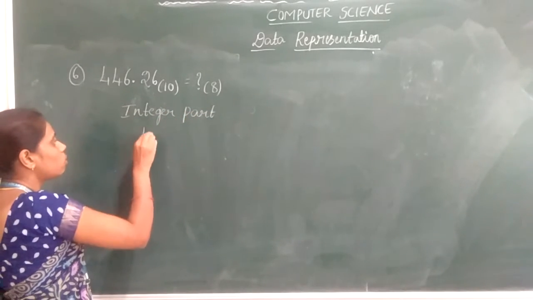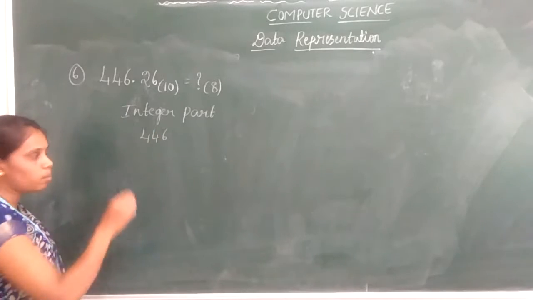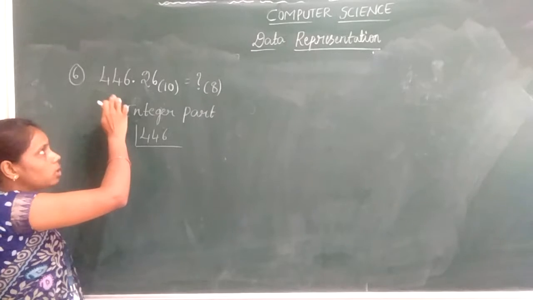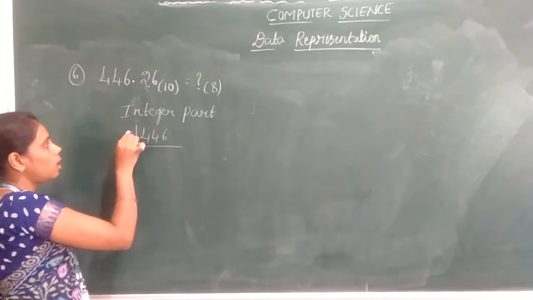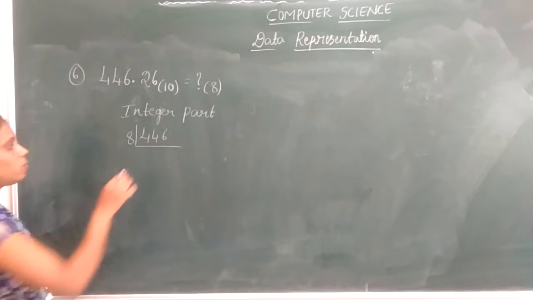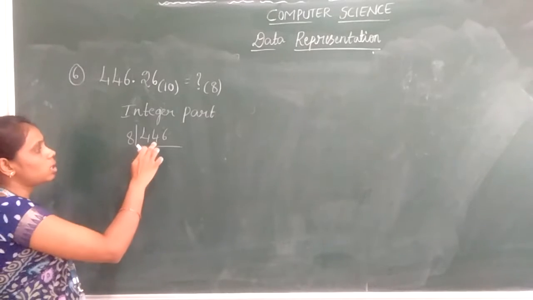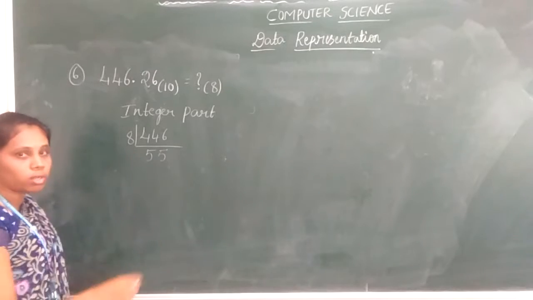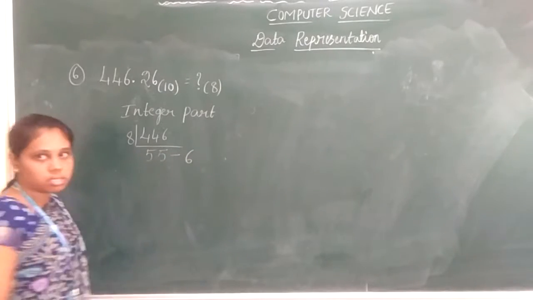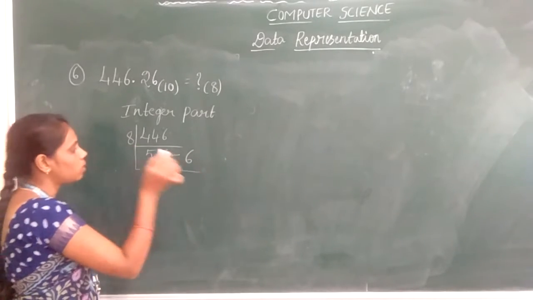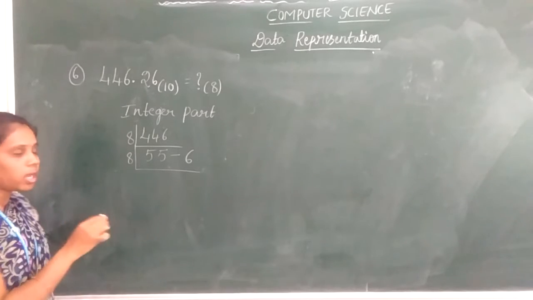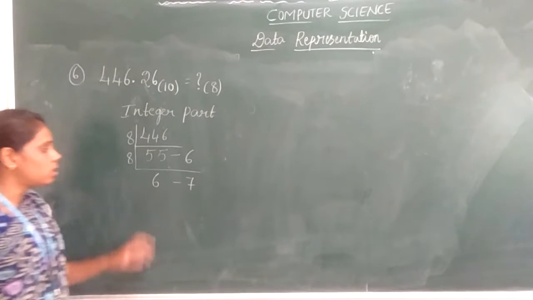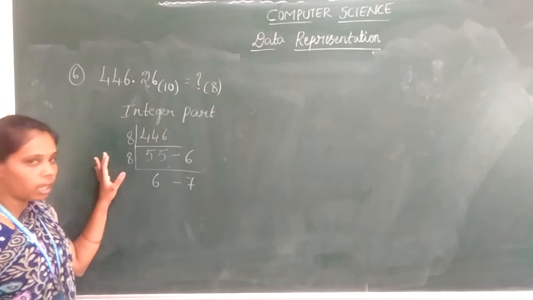That is 446 divided by 8. When you have only an integer part, you need to divide the given number by 8. So 8 5s are 40, the remaining is 4. It will become 46. Again 8 5s are 40, the remainder is 6. Again divide this 55 by 8. So 8 6s are 48. The remainder is 7.